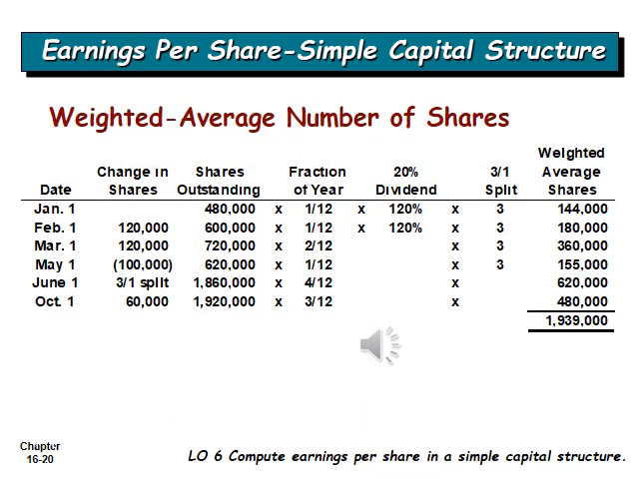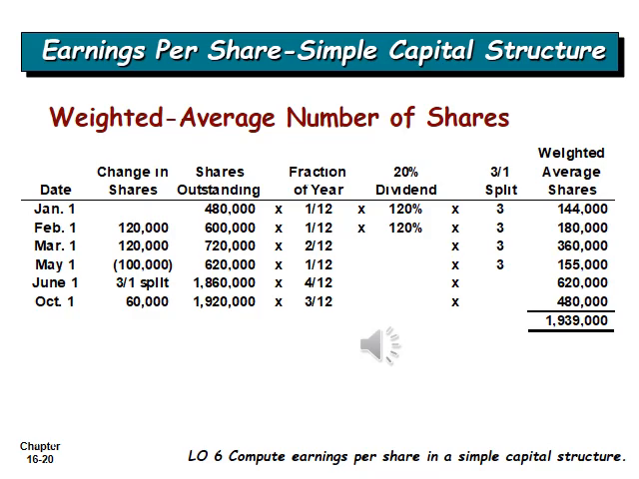Now, in order to determine the weighted average number of shares for this example, we have to prepare this table. The first column in the table is the date of the transaction. The second, the change in the number of shares. The third column, the number of shares outstanding. Multiply this number times the fraction of the year. And then restate for the stock dividends or stock split, and then determine the weighted average number of shares.